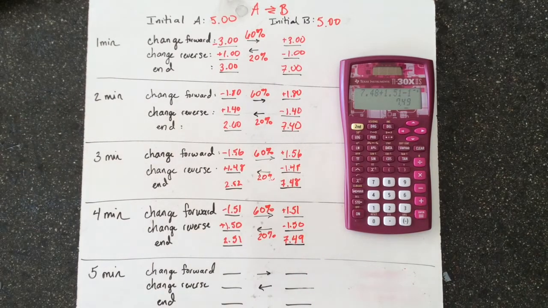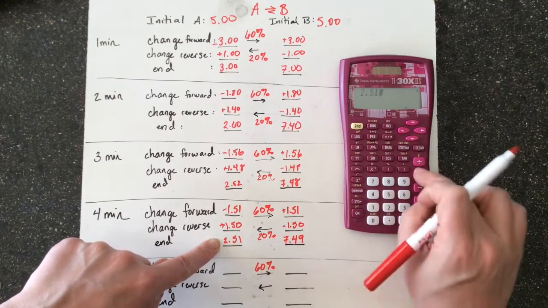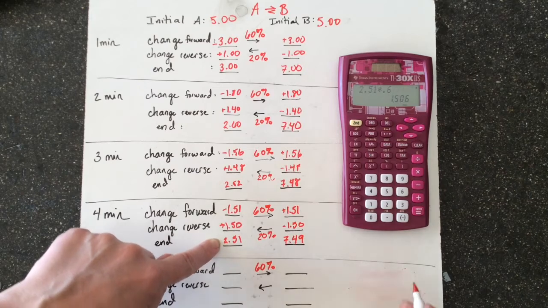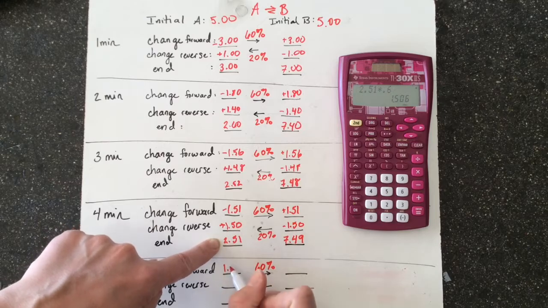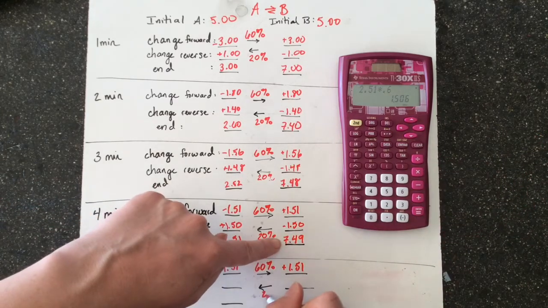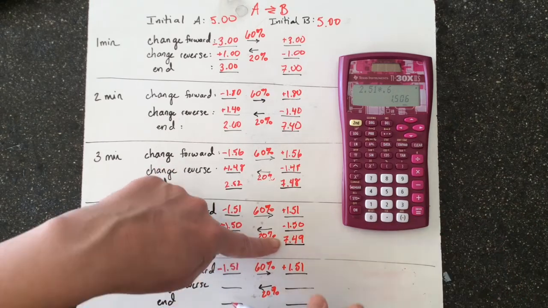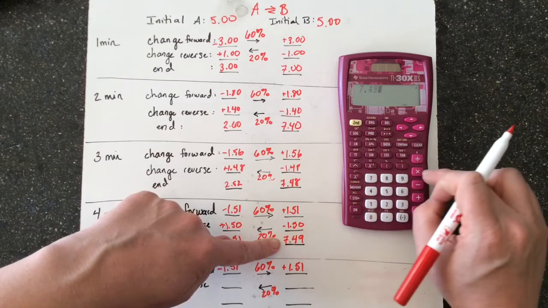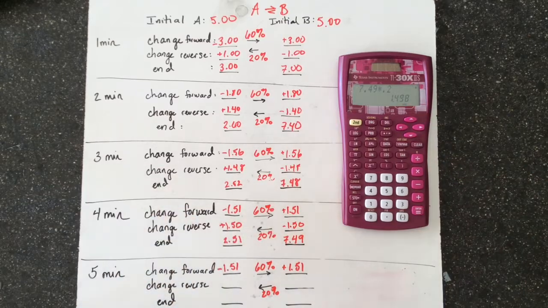And now let's do this again, one more time. 60% of this, the 2.51 times 0.6, is going to give us how much is going to become B, which rounded to the hundredths place is 1.51, but we're subtracting it, meaning we're gaining that over here. And the 7.49, 20% of B is going to become A. So 7.49 times 0.2 gives us 1.498, but rounded to the nearest hundredth, which is 1.50, and we're adding that to this side.